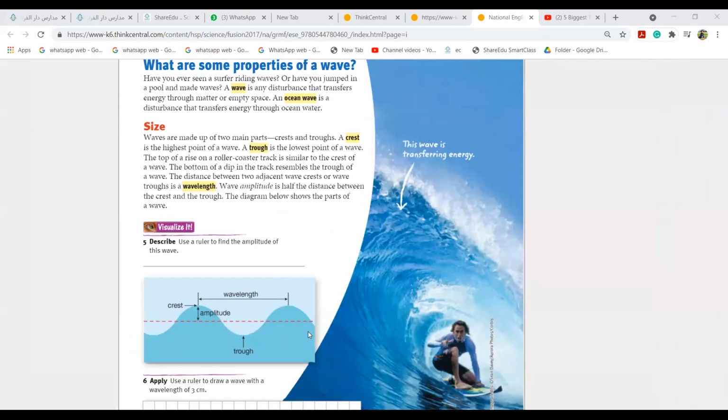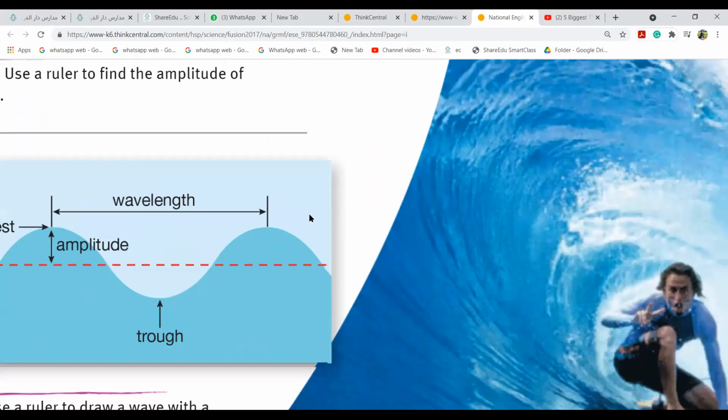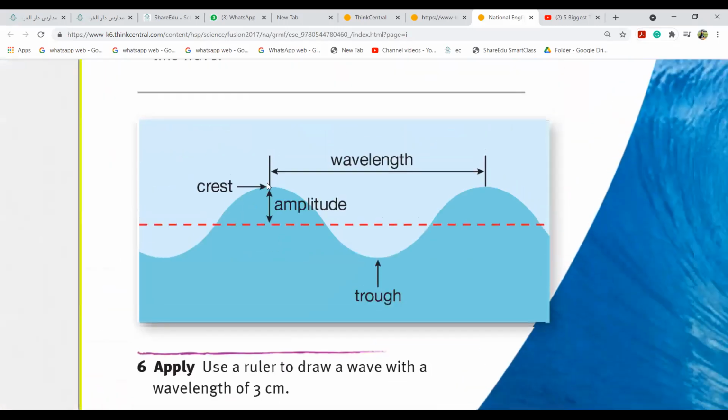Now, this is how I've shown you. Same thing I have shown you, girls. This is the crest and down is the trough. Between two crests, it is wavelength. And half of the distance from crest down to trough is called amplitude.